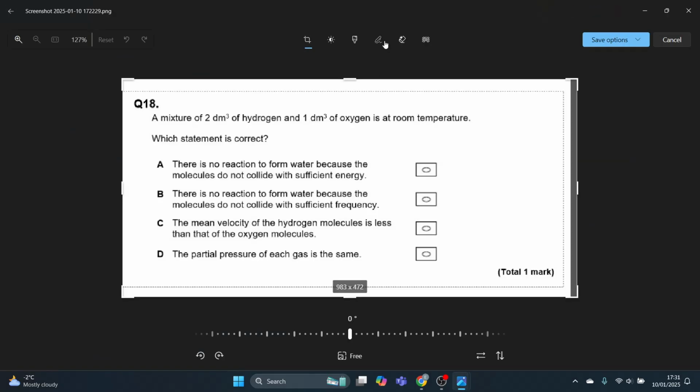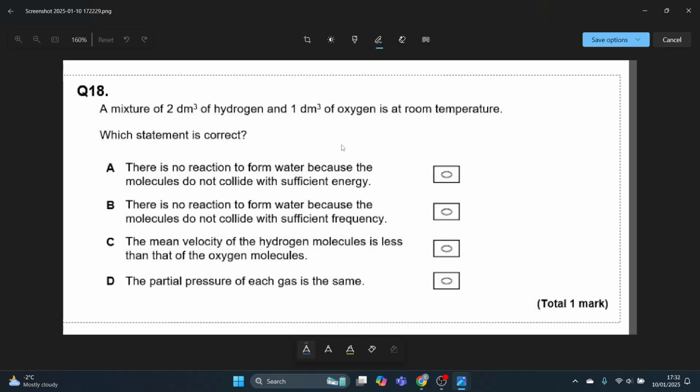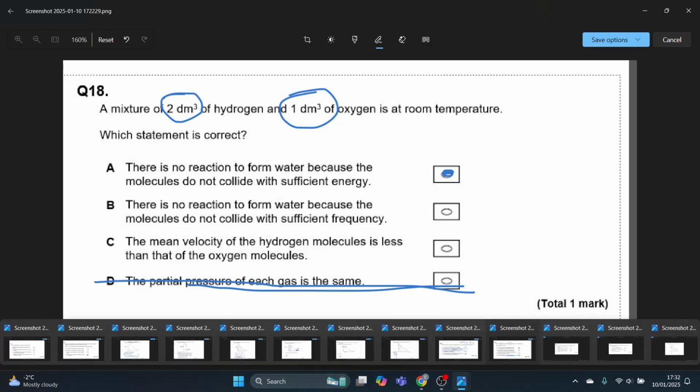A mixture of 2 dm cubed of hydrogen and 1 dm cubed of oxygen is at room temperature. Which statement is correct? There's no reaction for water because the molecules do not collide with sufficient energy. Forget that, I'm looking at D. The partial pressure of each gas is the same. That's absolutely false because we have different amounts of hydrogen and oxygen. So how can the partial pressures be the exact same? There's no reaction to form water because the molecules do not collide with sufficient energy. Answer is A.